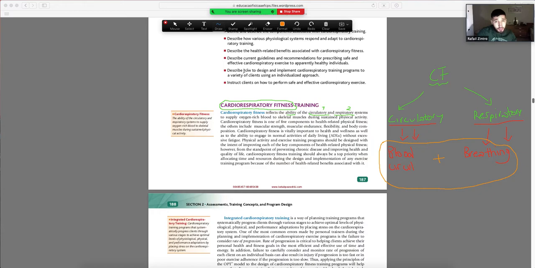And when they do this, notice what the text says. When they work together, they supply oxygen-rich blood to skeletal muscles during sustained physical activity. So essentially, they supply the oxygen and the blood with the oxygen to our muscles. So when both of these systems are doing that, you're essentially getting the fitness of the cardiorespiratory system. And that's basically the rundown, okay? But we'll get into it in more detail.